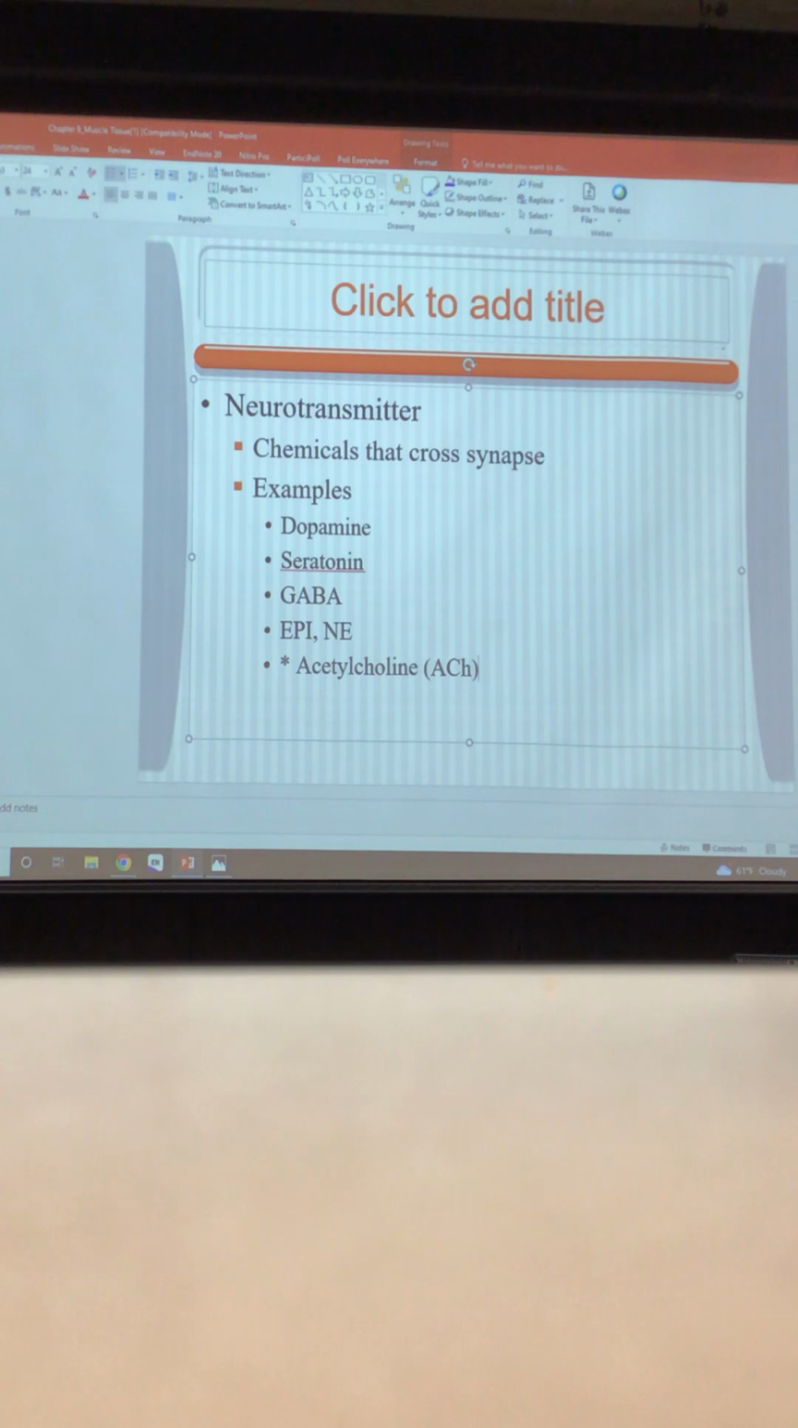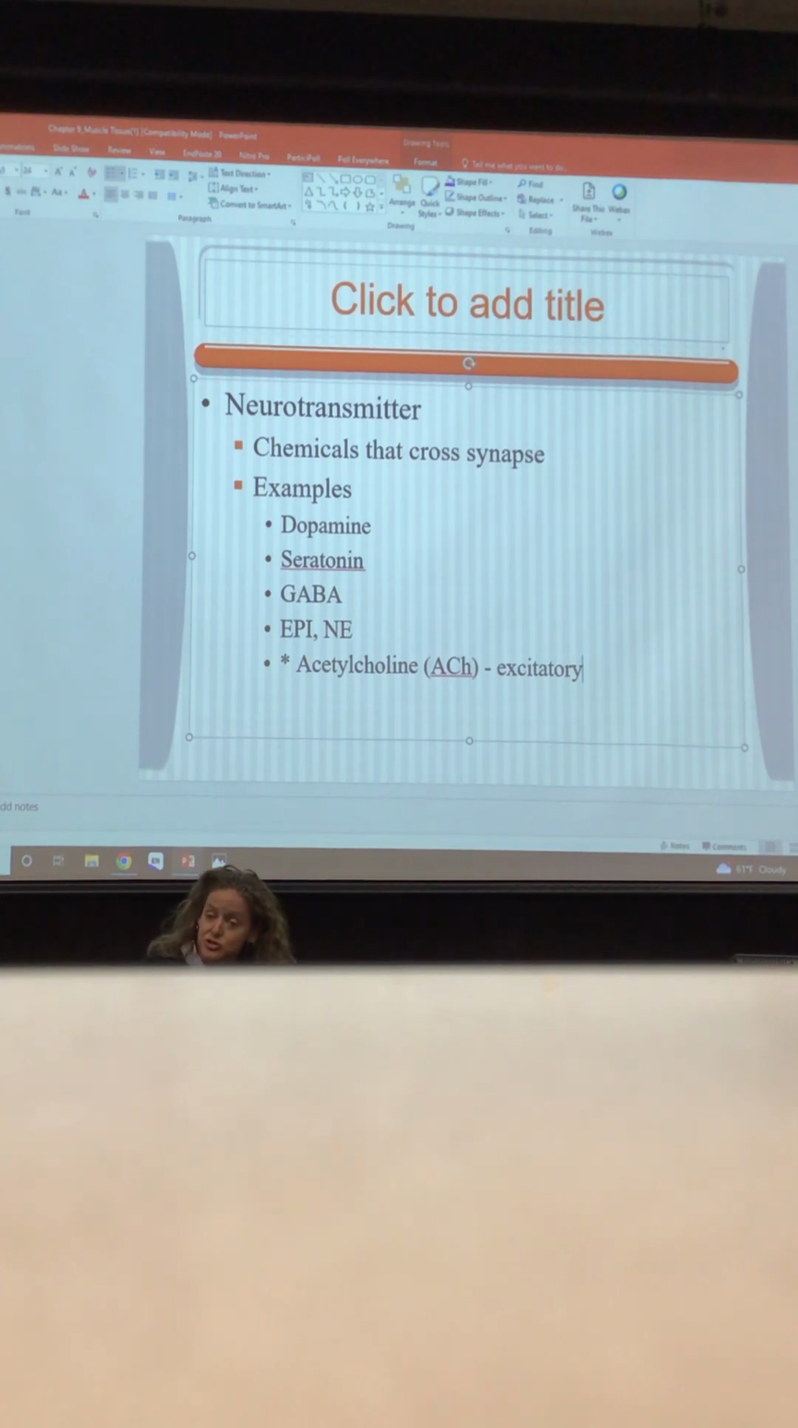The neurotransmitter that crosses the synapse into a skeletal muscle: acetylcholine. It is an excitatory effect. We'll talk about these much more when we get to the nervous system at the end of this semester. Some neurotransmitters are inhibitory, some are excitatory. Acetylcholine is excitatory, which means that when it crosses the synapse, its effect on the skeletal muscle is to excite it.